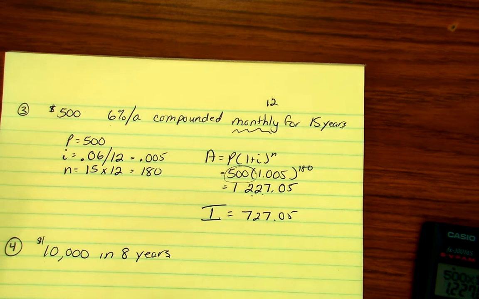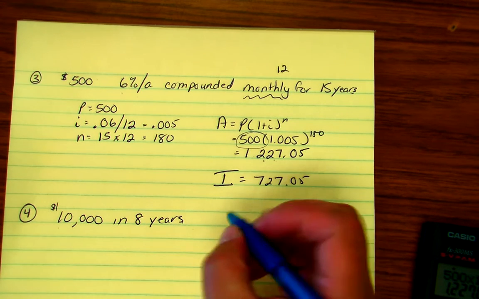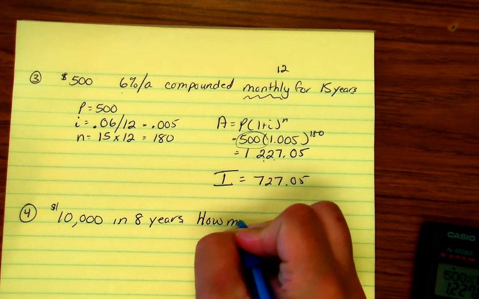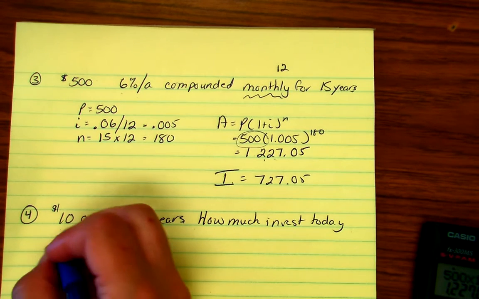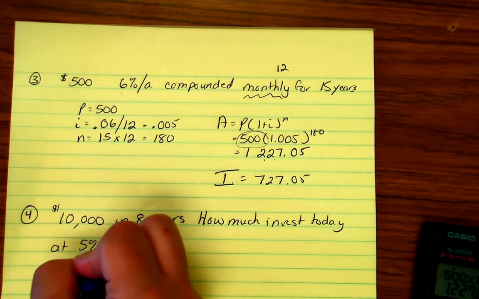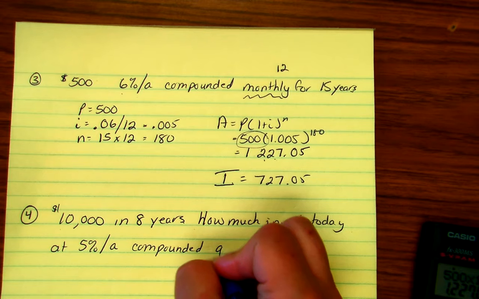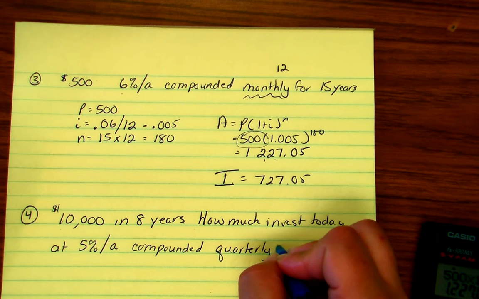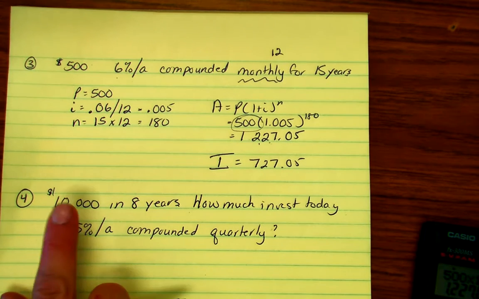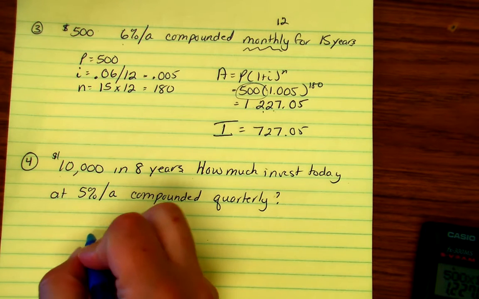Okay, a little bit different. You want to have $10,000 in 8 years for a down payment on a house. How much would you have to invest today at 5% per annum, compounded quarterly? So to save $10,000 in 8 years, if we can invest in an account that makes 5% per annum compounded quarterly, we're now looking for principal.